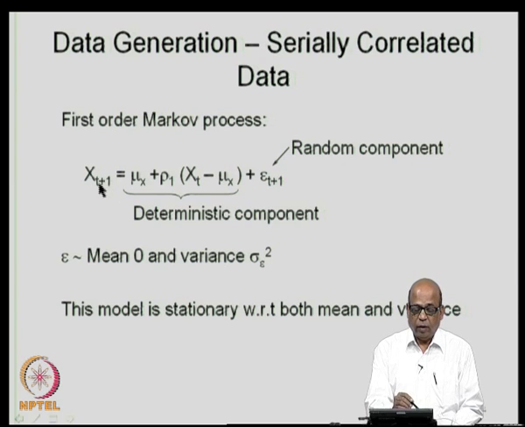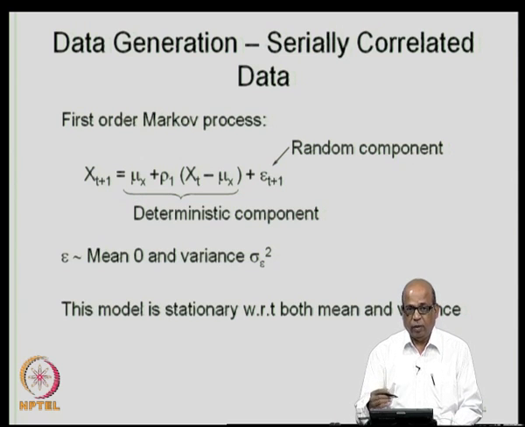So, this x t plus 1, the value that you are generating using the data that is available with you, will depend on x t through rho 1. So, the dependence of x t plus 1 on x t is measured by rho 1, and mu x is the long term mean of the process, which remains constant. So, we are taking the process to be stationary in mean.